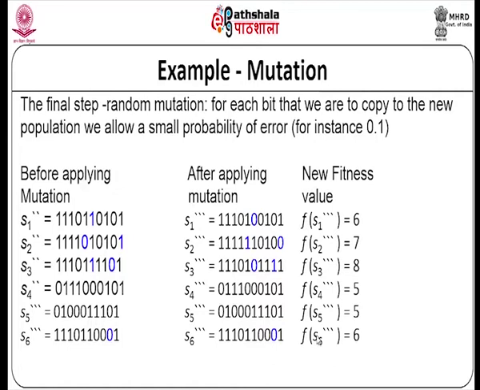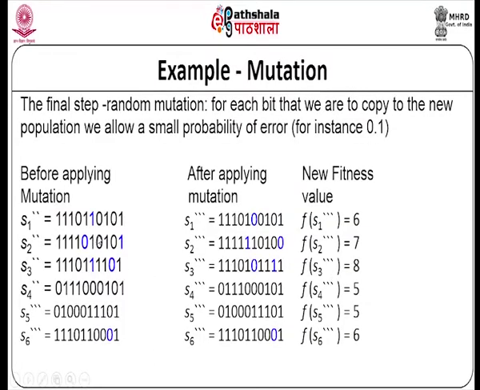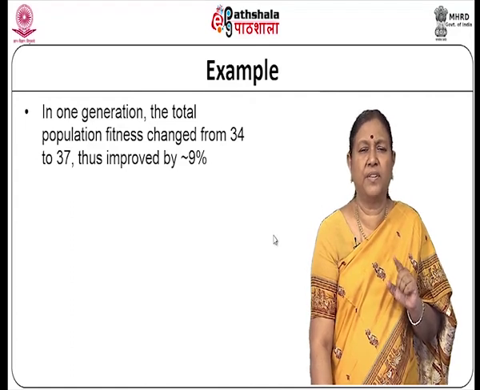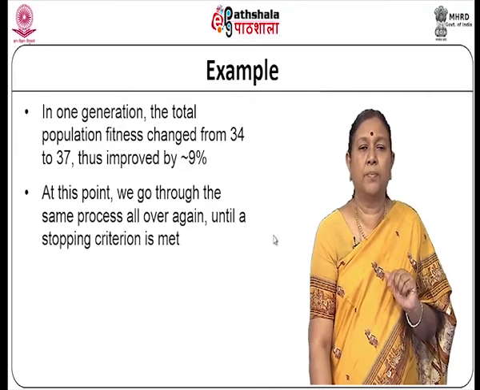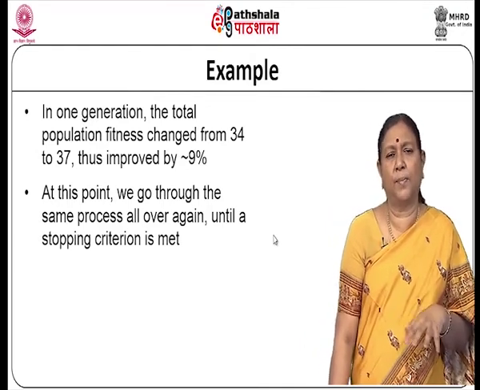After crossover, I have marked in blue the points where I want to do mutation. Here mutation we are doing simply by flipping the bit. If you can see here, it has been flipped accordingly, 1 has become 0 and so on. The new fitness value has been calculated from this. After mutation, we have got the new fitness value. You will see that in one generation the total population fitness changed from 34 to 37, which is an improvement of about 9%. At this point we go through the same process all over again until a stopping criterion is met.